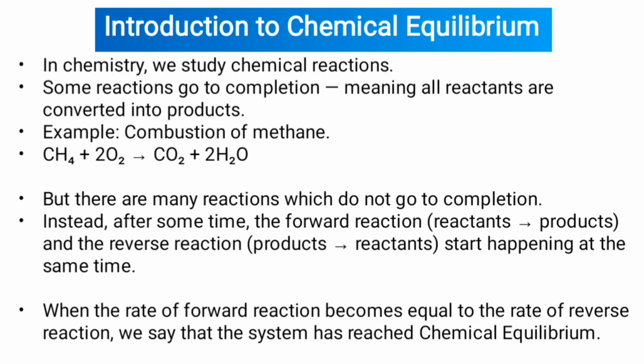Instead, after some time, the forward reaction, meaning reactants to products, and the reverse reaction, meaning products to reactants, start happening at the same time. When the rate of forward reaction becomes equal to the rate of reverse reaction, we say that the system has reached chemical equilibrium.